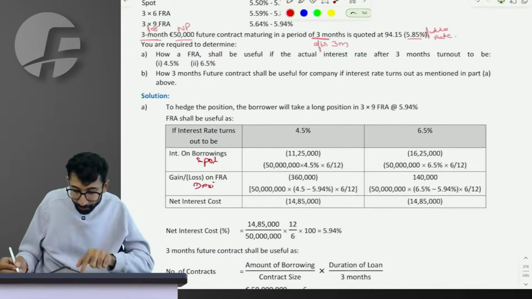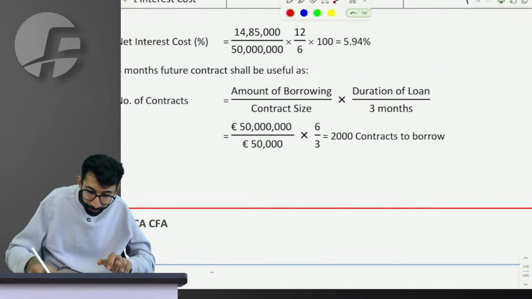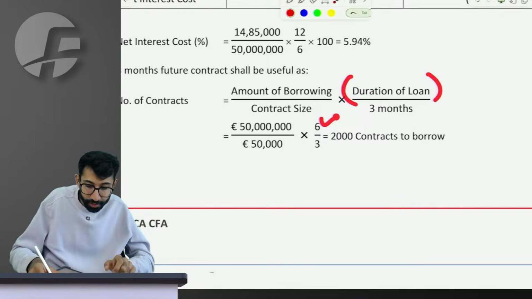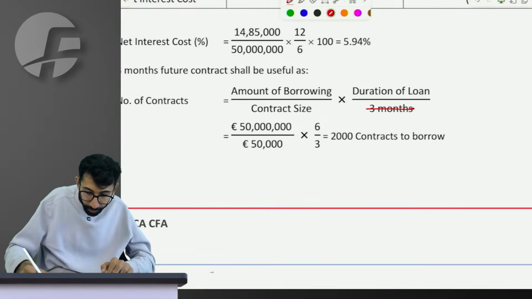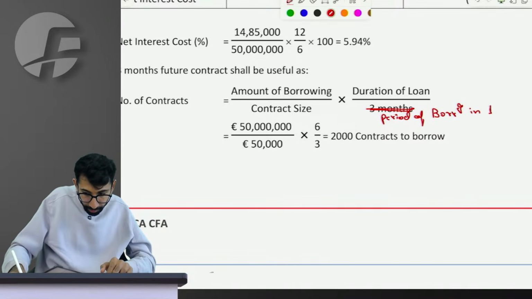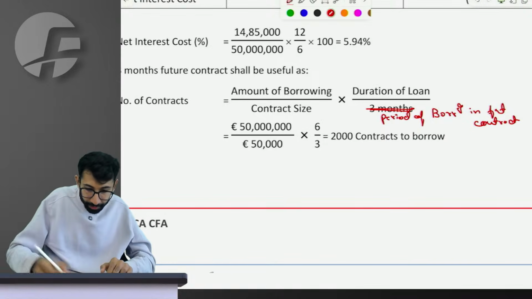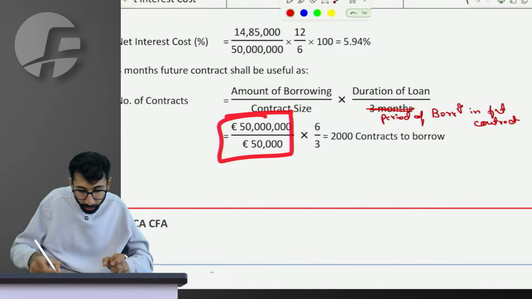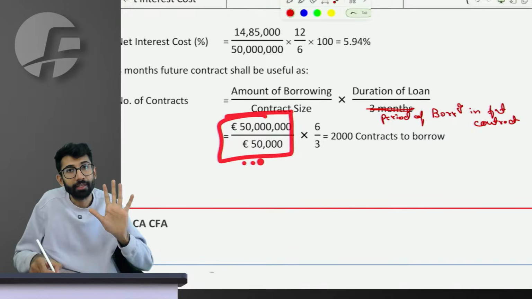So the revised formula becomes: if your duration of loan is 6 months and your period of borrowing in the futures contract is 3 months, then you should take 1,000 contracts, if everything is fine.